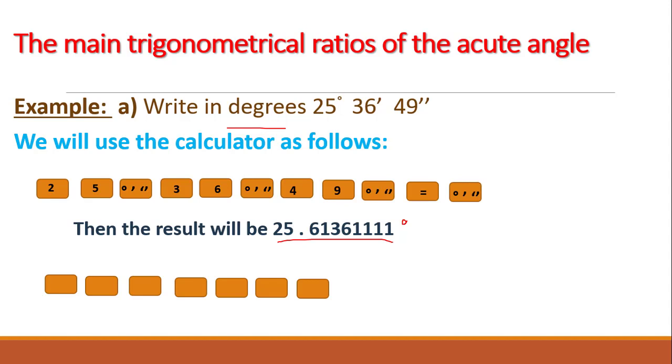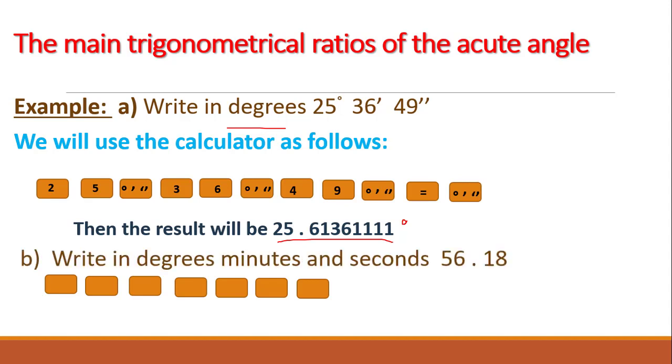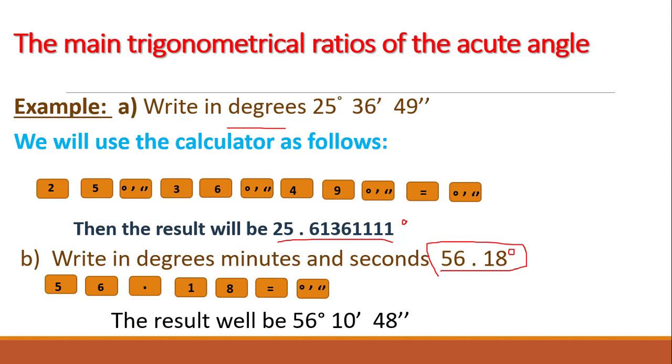Also, vice versa, we can convert and write in degrees, minutes, and seconds. So here I have a number in degrees, and I want it in degrees, minutes, and seconds using my calculator. I write 56.18, so I write 56, then point, then 1 and 8. Then I press equal and the degree button. In this case, I'll get 56 degrees, 10 minutes and 48 seconds.